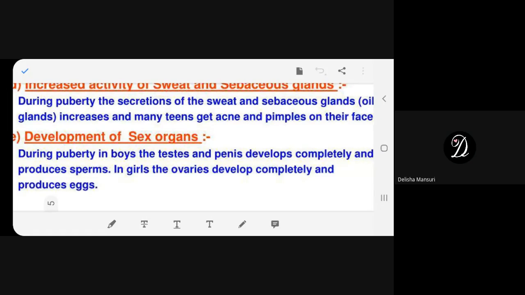You understood now? So in girls also, the ovaries are developing completely. They are developed completely because they are producing eggs. And these eggs are released and come out of the body in the form of menstrual flow or period. It is unwanted by the body. It is not required by the body, so it is thrown out of the body in the form of menstrual flow. Have you understood?